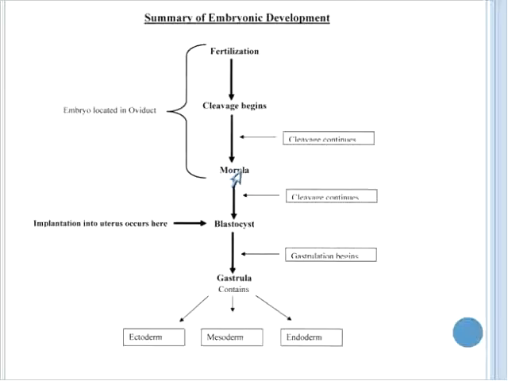Cleavage continues from the morula. Eventually it forms the blastocyst, that being the hollow ball of cells. This blastocyst will then implant into the uterus. Following the implantation, the blastocyst will begin to undergo gastrulation, differentiation, where it will form the gastrula, which contains the ectoderm, mesoderm, and endoderm.